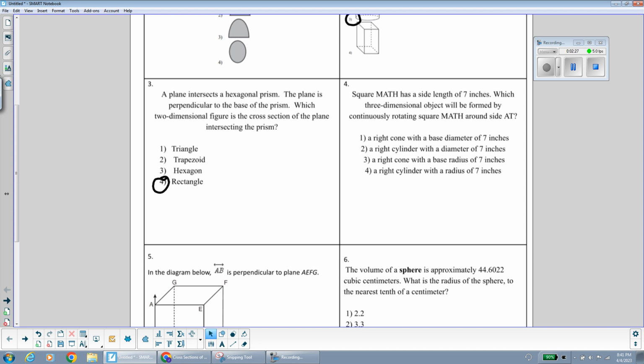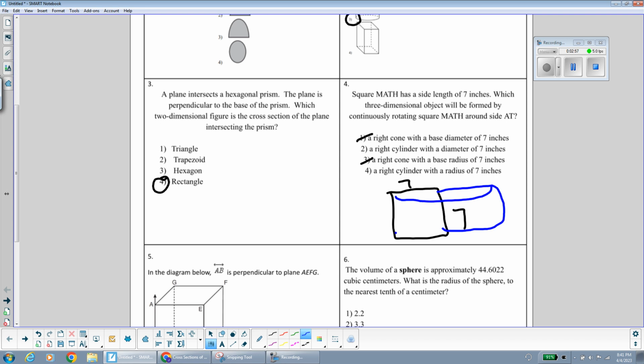Okay, moving along. Once again, if you start with a square or a rectangle and you rotate it until it becomes a 3D object, it's going to become a cylinder. So choices 1 and 3 are already eliminated. The square has side lengths of 7 inches and all the sides of a square are equal to each other. So when we're spinning it really fast to make the cylinder, it's going to look something like this.